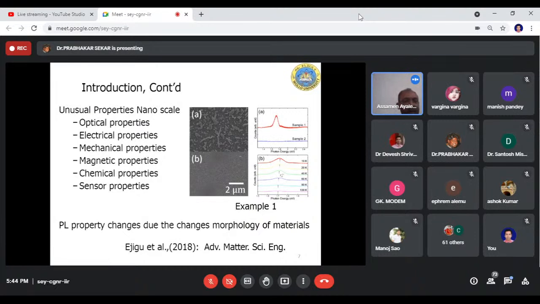So when we change the size of the material, we can have surprisingly different natures of these materials. The photoluminescence property changes due to the change in morphology or size of the materials, of the same material I'm talking about. Thank you very much.